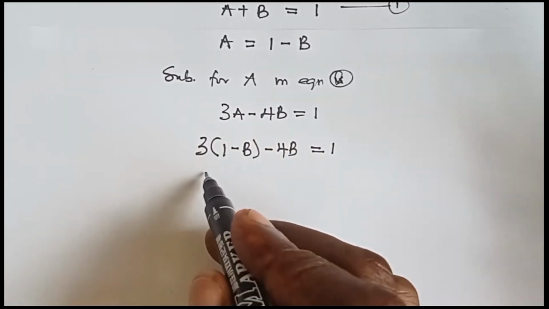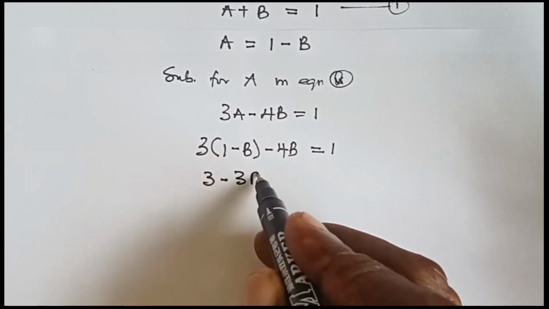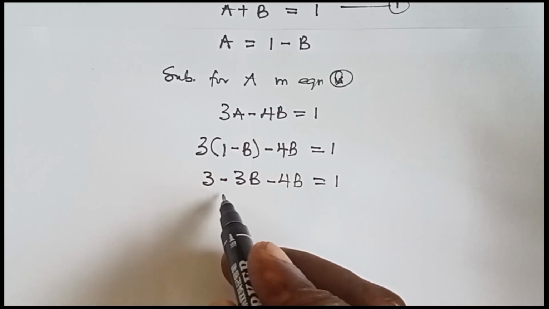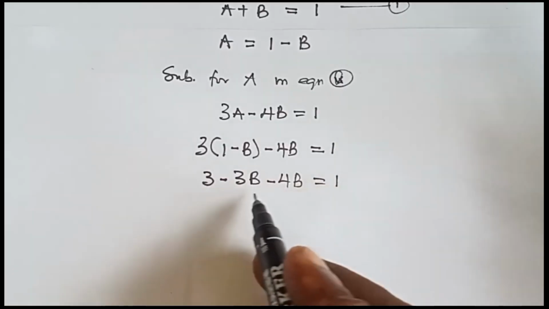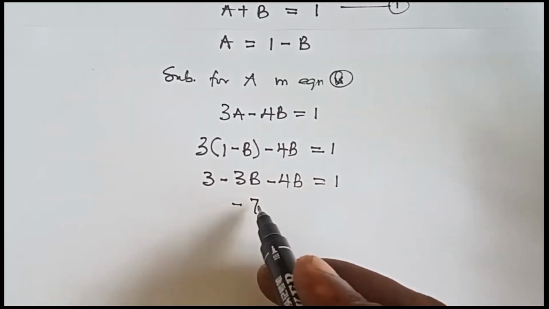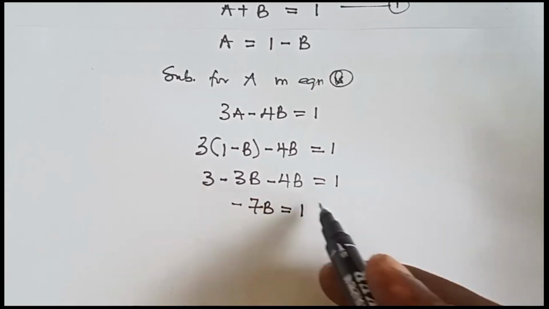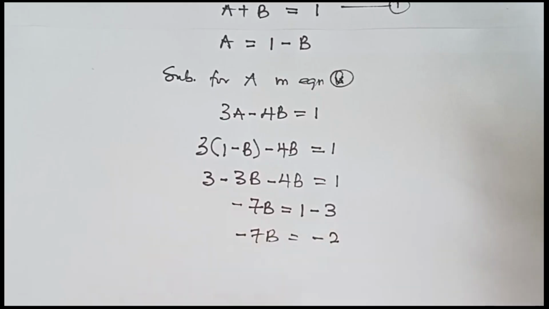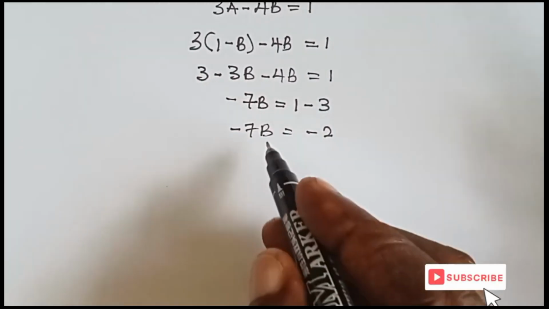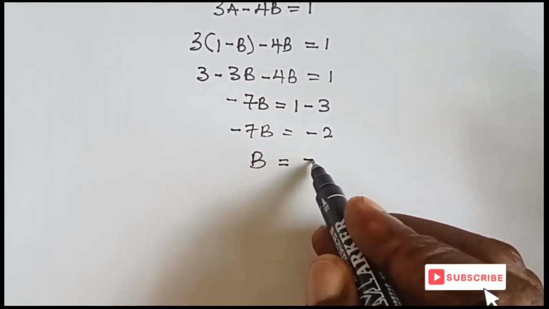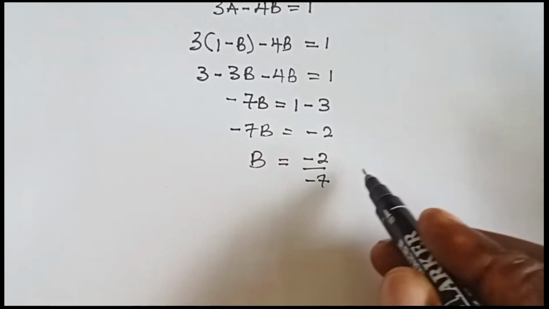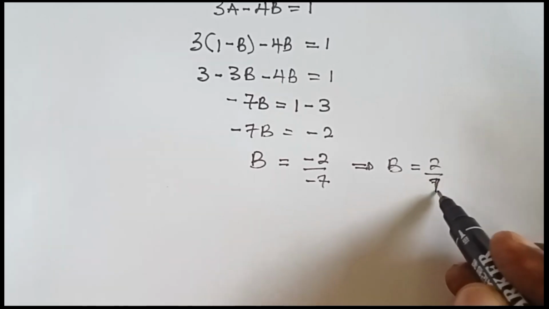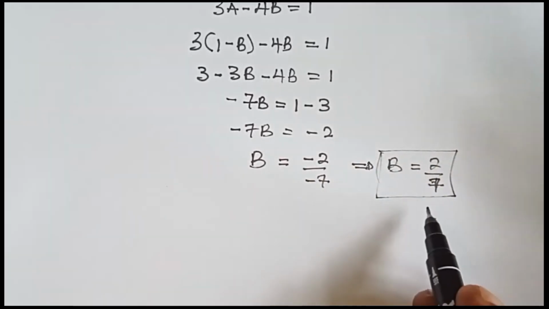If you open this bracket, 3 times 1 is 3, 3 times b is 3b, minus 4b equals 1. So now we take this 3 to that side. We have minus 3b minus 4b. That is minus 7b equals 1 minus 3. So we have minus 7b equals minus 2. Right, so divide both sides by minus 7. So it means b equals minus 2 over minus 7. And that gives b to be 2 over 7. It means our b is 2 over 7.